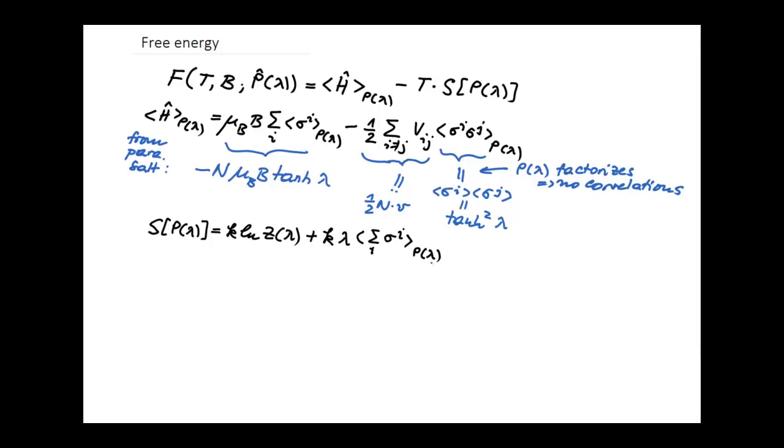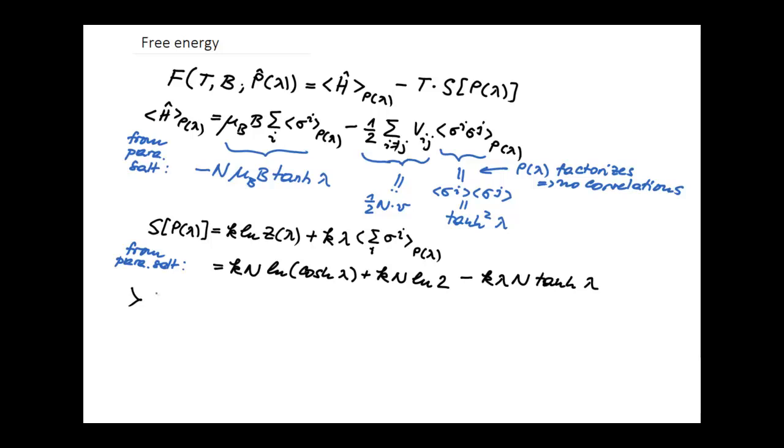Once again, we can take over here the results from the discussion of the paramagnetic salt and find that this is equal to k times the number of spins, the log of the hyperbolic cosine of lambda, plus k times the number of spins times log 2. This comes from the log of the partition function, and then from the expectation value times Lagrange parameter, we have minus k lambda n times the hyperbolic tangent of lambda. So this we take over again from the paramagnetic salt.